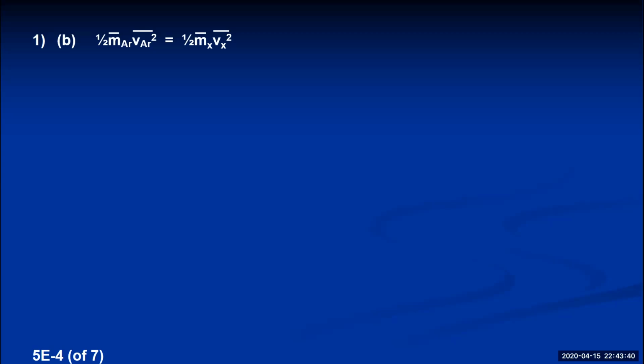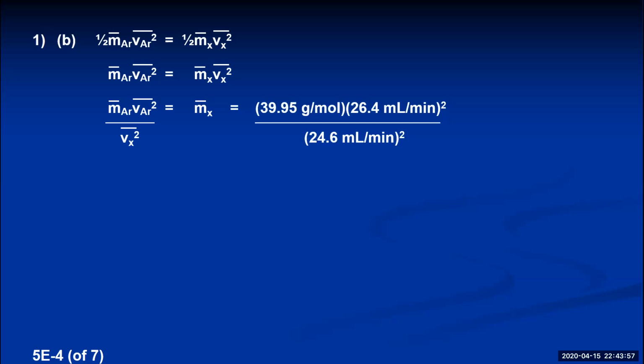To solve this for the molar mass of the unknown gas X, I'll cancel out the 1/2s on each side of the equation and then divide both sides by the effusion rate squared of the unknown gas. Now all we have to do is plug the numbers in. Argon is a noble gas, it's monoatomic, so its molar mass is 39.95 grams per mole. The argon's effusion rate was 26.4 milliliters per minute, and you have to remember to square that. And the effusion rate of the unknown gas was 24.6 milliliters per minute, and you have to remember to square that. The milliliters squared per minute squareds cancel out, leaving the units of grams per mole into 3 significant figures.